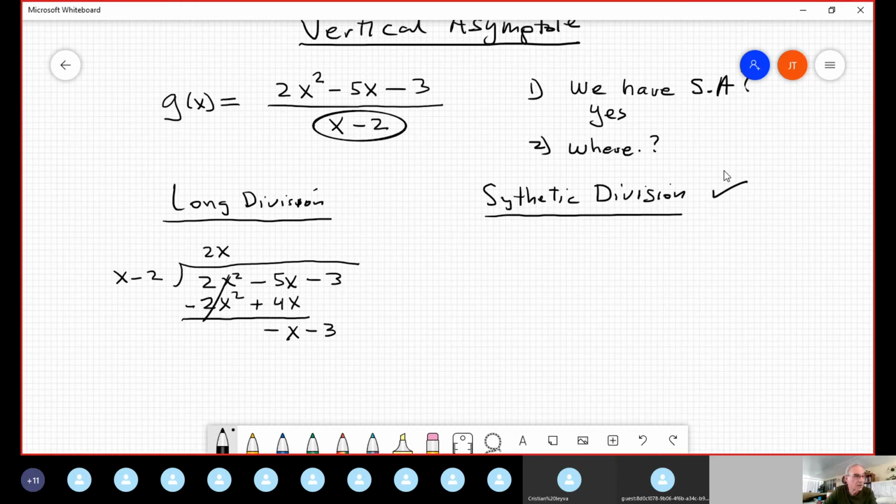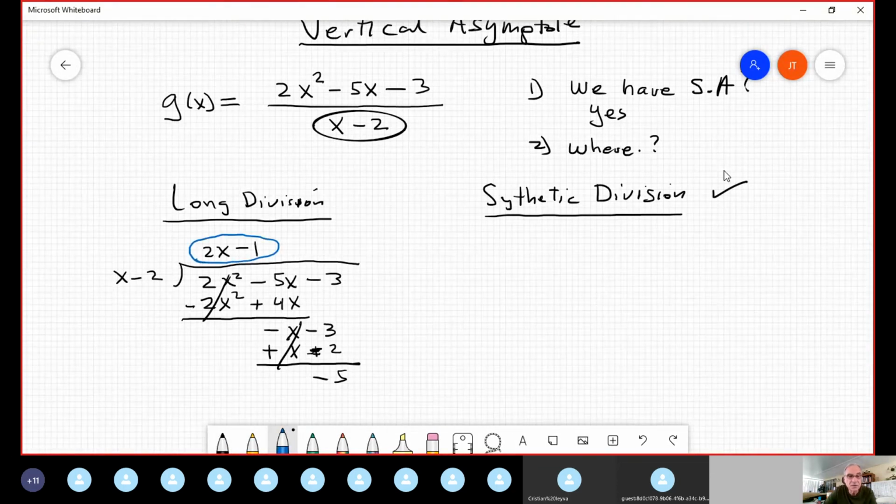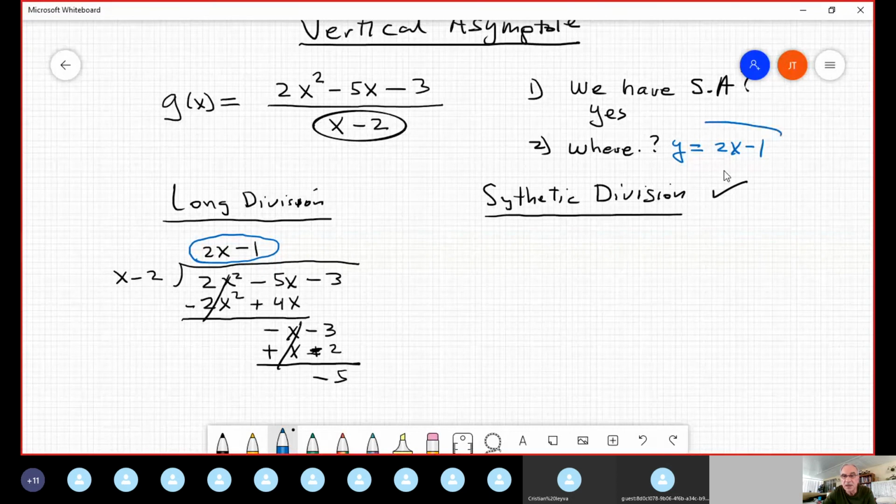Bring down 3. Now it is negative 1, because negative 1 times x is negative x. And negative 1 times negative 2 is positive 2. By subtracting, change the sign, this is positive, this is negative. So this cancels out, 0, and this is negative 5. But I don't care about the remainder. The important information for me now is this. The slant asymptote is y equal to x minus 1. And this is the answer I need.